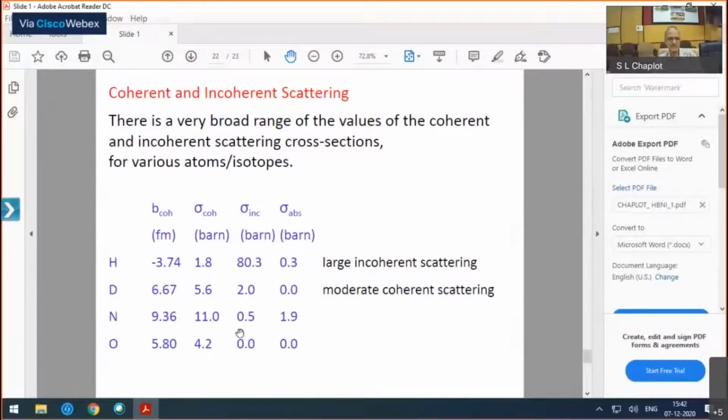Nitrogen has a small incoherent scattering cross section and a fairly large coherent scattering cross section. Oxygen on the other hand has a value of the coherent cross section, but practically zero incoherent scattering, because there are almost no other isotopes, or other isotopes have a very negligible occupancy, and also the nuclear spin is such that you will not get the variations. So there is no nuclear spin for oxygen. Okay.